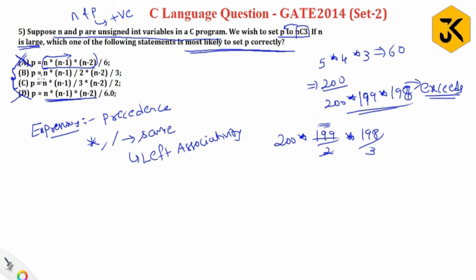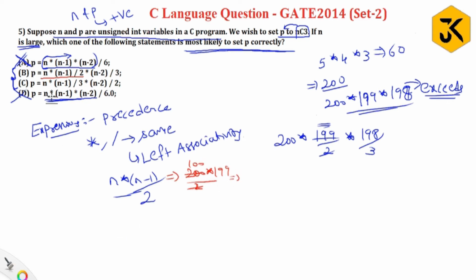Next, let's take option B and option C. Let's take option B, n into n minus 1 by 2. If I perform n into n minus 1 by 2, how is it going to execute first? It is going to execute based upon priority, right? So first it is going to execute n into n minus 1. N into n minus 1 is 200 into 199. That is some value you will get. By 2 means 200 is divisible.